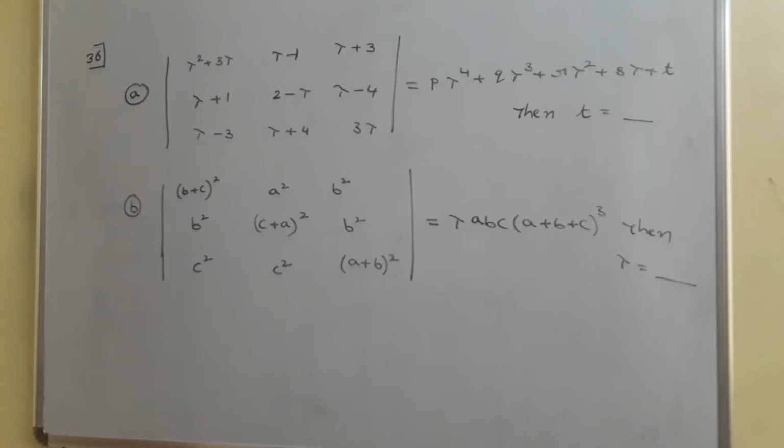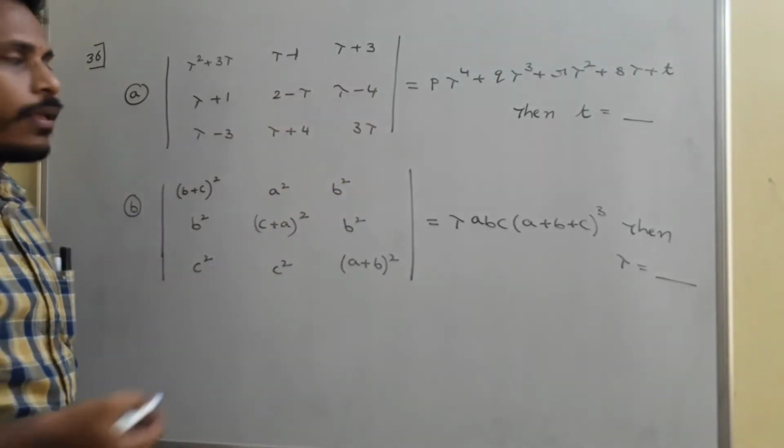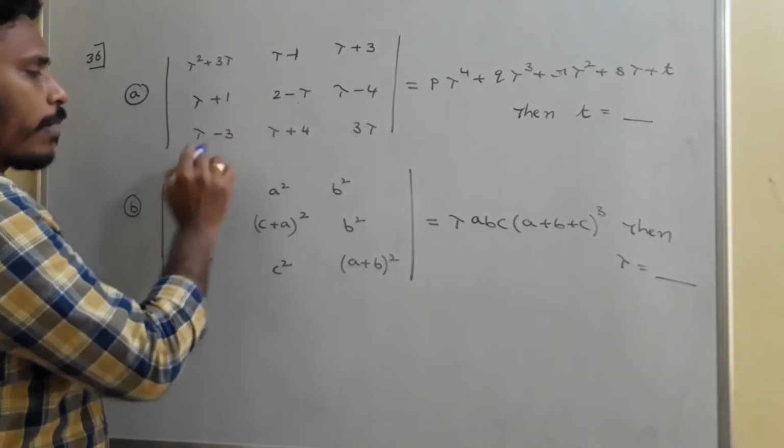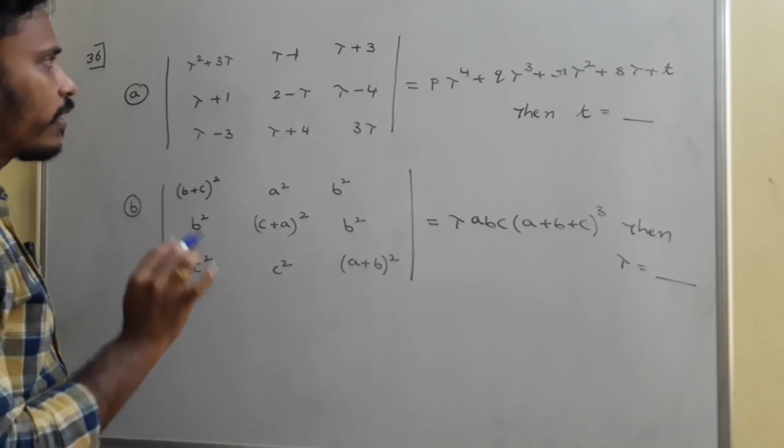Look at the first problem. The problem is completely in terms of lambda: lambda square plus 3 lambda, lambda minus 1, lambda plus 3, lambda plus 1, 2 minus lambda, lambda minus 4, like that. If you try to find the determinant, what is the way you can do?